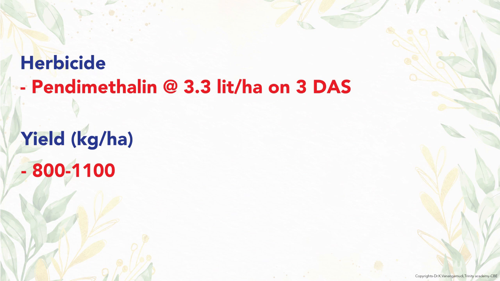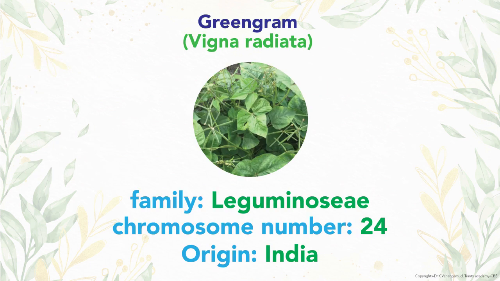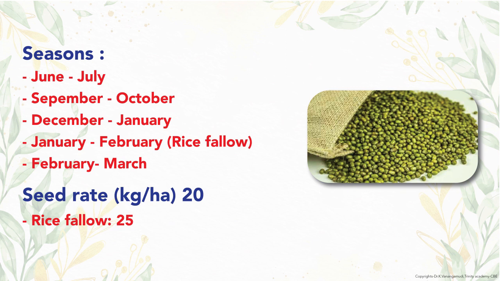Good friends, let me discuss green gram. The botanical name is Vigna radiata. India is the origin and Leguminosae is the family, and chromosome number is 24. Green gram is grown in 4 different seasons, such as June, July, September, October, January, February, and for rice fallow green gram, the season is February, March. The seed rate is 20 kg for pure crop and 25 kg for rice fallow crop.